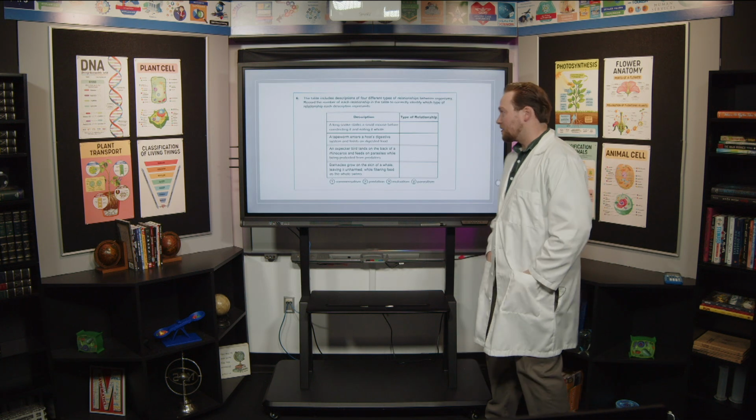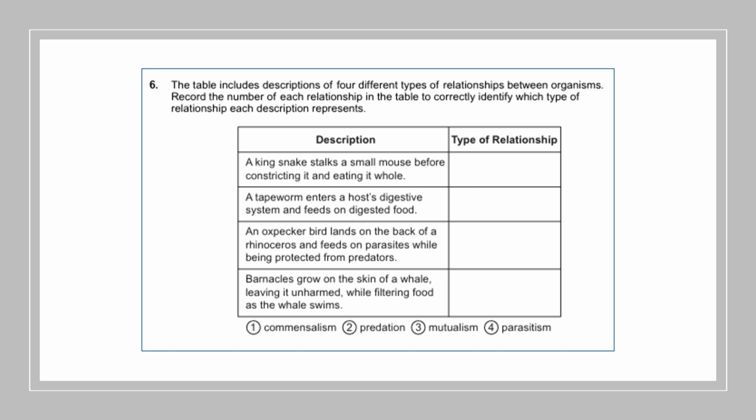All right, I'm sure that didn't give y'all any problem, but just in case it did, let's go ahead and review them on the board and make sure to add or change anything that you don't have. So let's take a look at this. This one says, the table includes descriptions of 4 different types of relationships between organisms. Record the number of each relationship in the table to correctly identify which type of relationship each description represents. So we've got 4 different descriptions, and we've got 4 of those different types of symbiotic relationships, and it's our job to pick which ones best fit the description. So let's look over these and see what we can come up with.